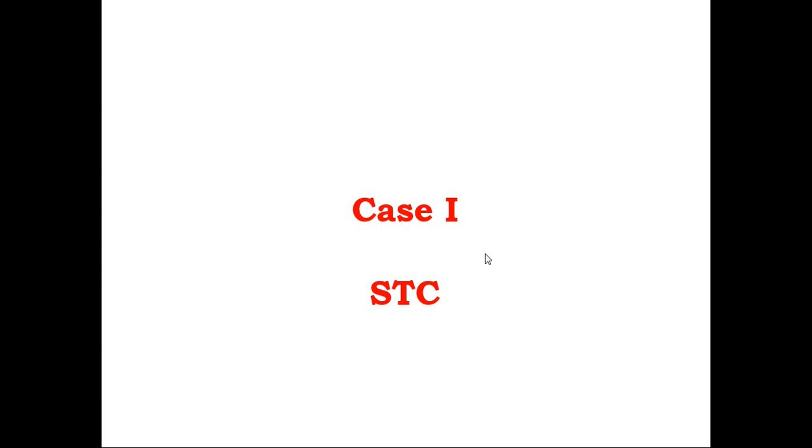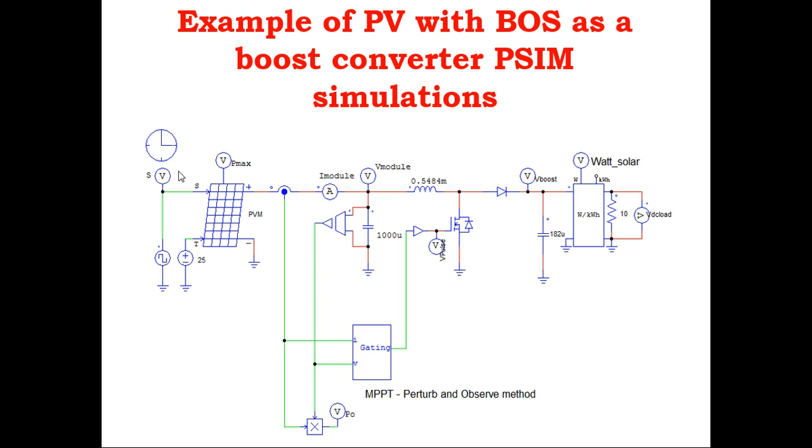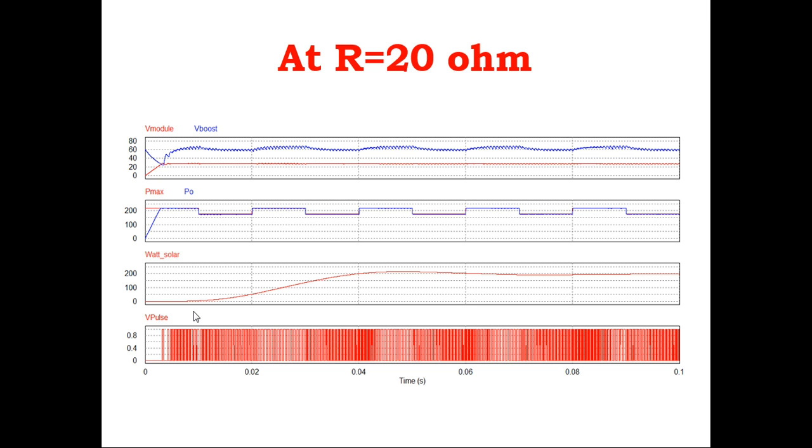Case 1 is the standard test condition, meaning the input of this diagram has 1000 watt per meter square radiation and 25 degrees centigrade temperature. It has been fixed, and my R is 20 ohm. In the previous section we demonstrated with the change in radiation. In this lecture I demonstrate the same with the change in the load pattern, meaning my radiation and temperature are fixed and my load is 20 ohm.